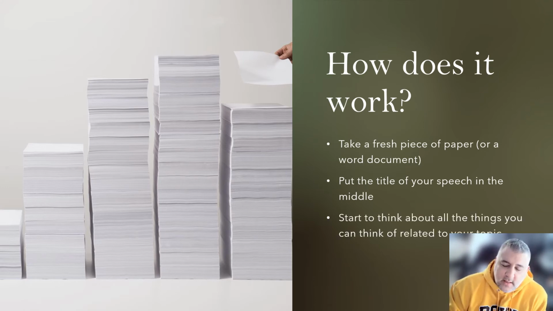Once you've done this, I want you to start to think about everything that you possibly can that's related to your topic. Every one of our minds works in a different way. Every one of our thought processes work in a different way. You need to find out what is coming to your mind and just continue to write and write and write. Write everything down.